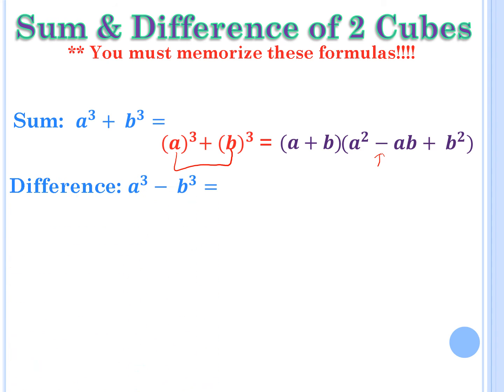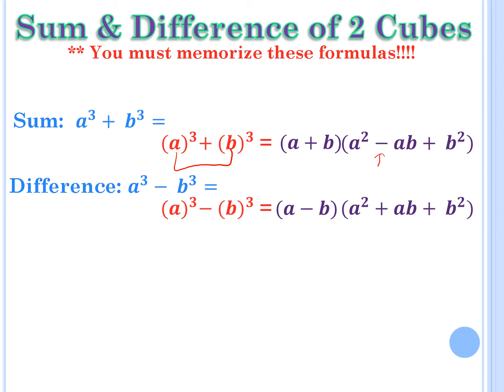Now, the formula is pretty much the same if it's a difference. It's just there's a little flip in two signs. So what gives me a cubed? Well, a to the third power. What gives me b cubed? Well, b to the third power. So if this is a cubed minus b cubed, then my first parentheses is going to be a minus b this time. See, up here it was a cubed plus b cubed, so it was a plus b. But here, on the second formula, it's a cubed minus b cubed, so it's going to be a minus b.